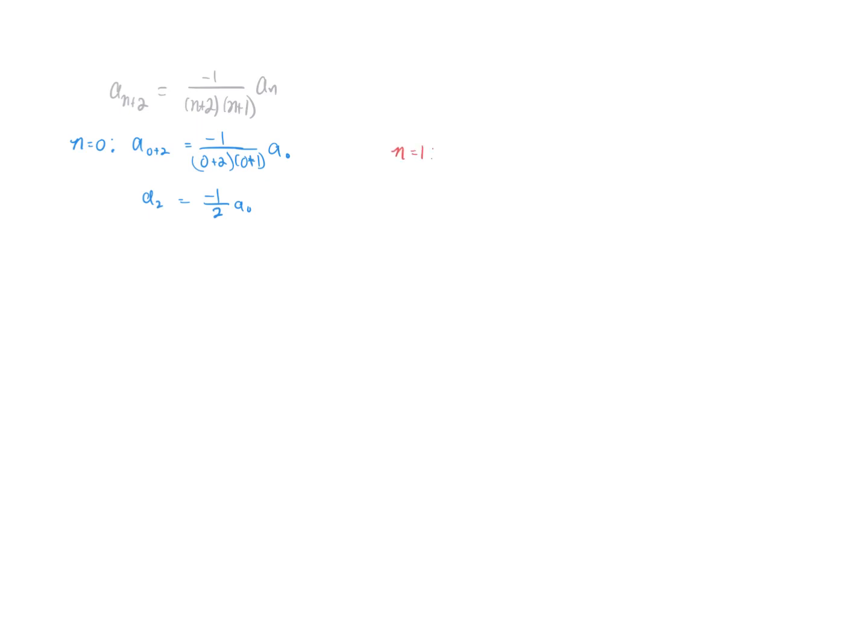Now let's find n equals 1. For n equals 1, we have a sub 1 plus 2, and it equals negative 1 over 1 plus 2 times 1 plus 1 times a sub 1, which means really we have a sub 3 equals negative 1 over 3 times 2, which is 6. So negative 1 over 3 times 2, a sub 1, or negative 1 over 6, a sub 1.